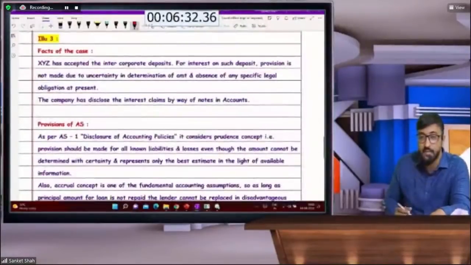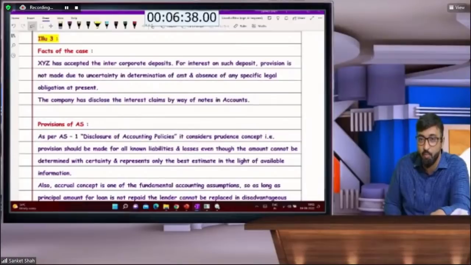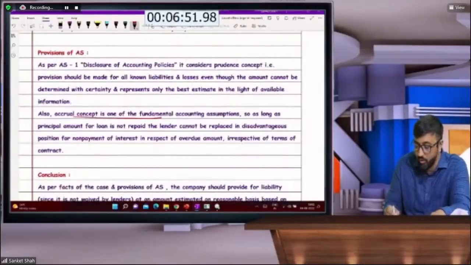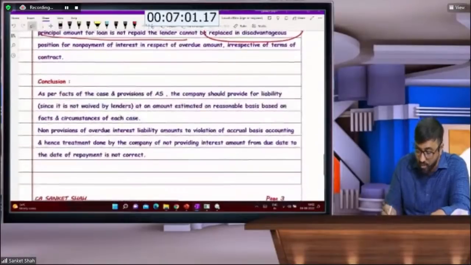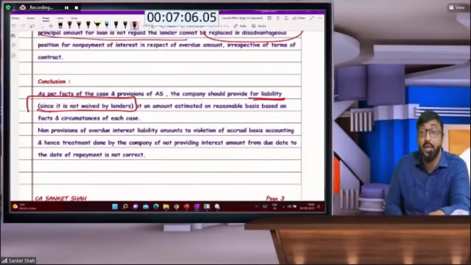Facts of the case. XYZ accepted the intercorporate deposit for interest. Such deposit provision is not recognized due to uncertainty in determination of the amount and absence of any specific legal obligation at present. The company has disclosed the interest claims by way of notes to accounts. So as per accrual concept, a fundamental assumption, the principal amount of loan is not repaid. The lender cannot be placed in a disadvantageous position for non-payment. So the company has to provide the liability since it is not waived by the lender.